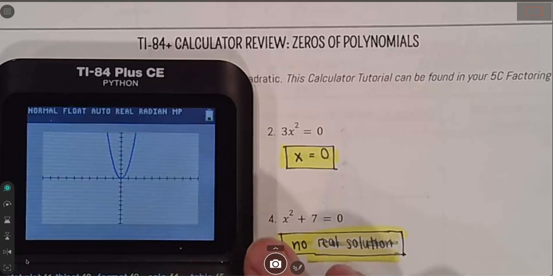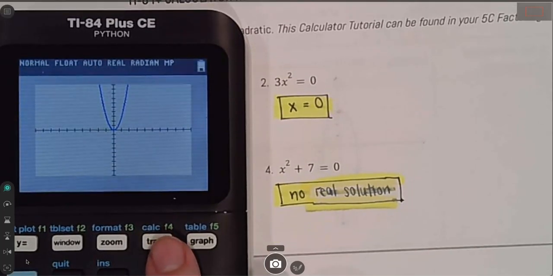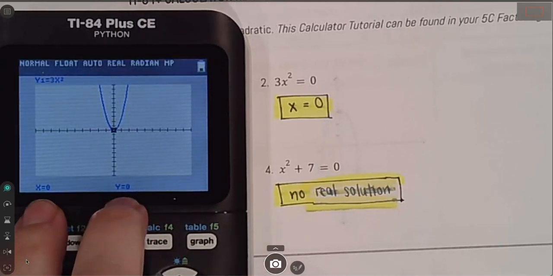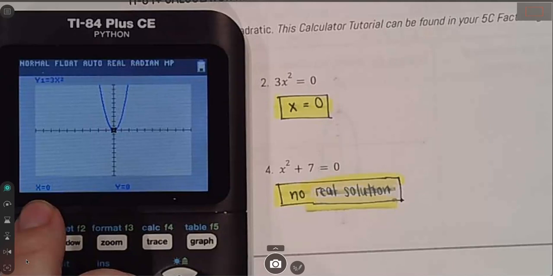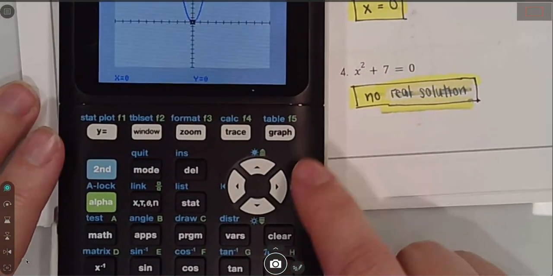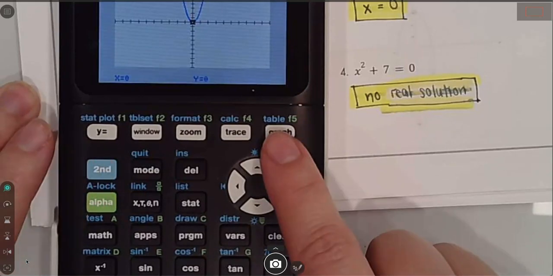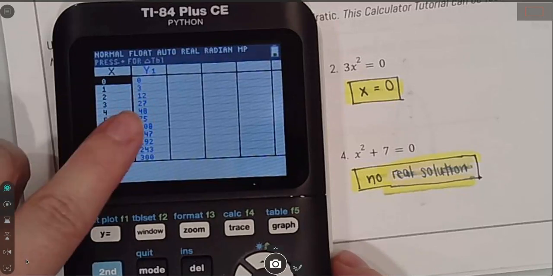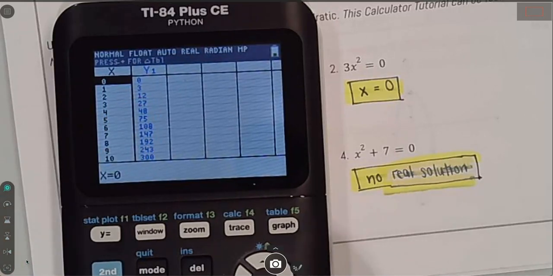So what you would want to do instead, just look at the graph, or you would use trace. Trace is right here, so don't hit the second button, just hit the trace button. And see if you can figure out, in this case, you can see it hits 0, 0. So when y is 0, x is 0. Another way you can do this is using table. For table, you're going to hit second, and then graph. And then you're going to look for what does x equal when y equals 0.